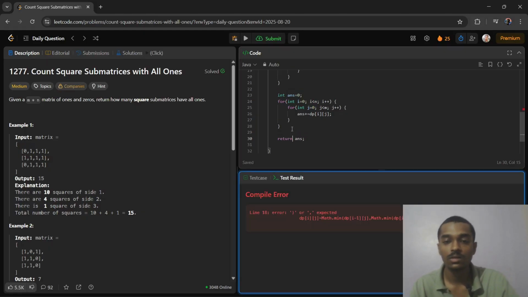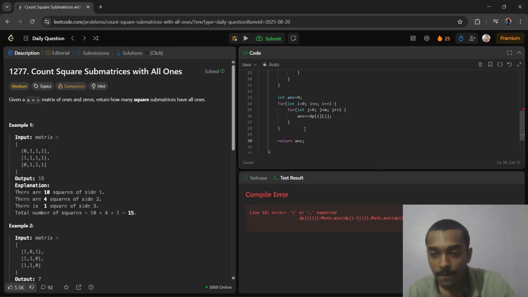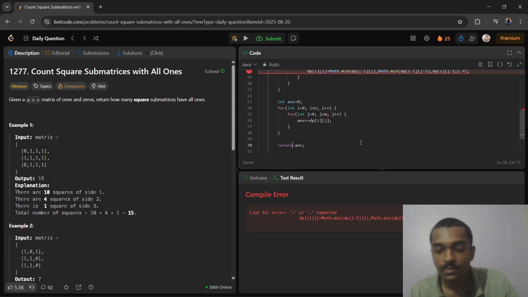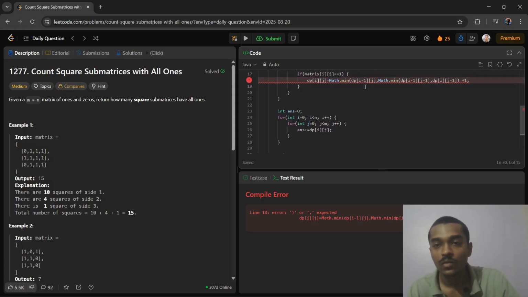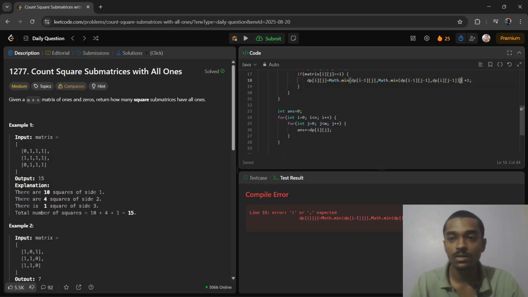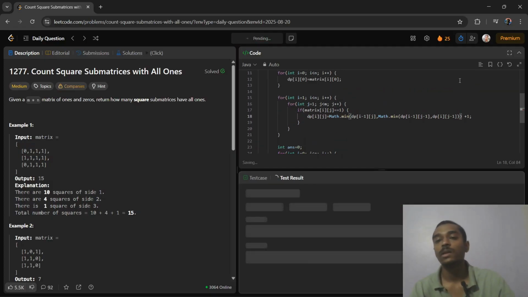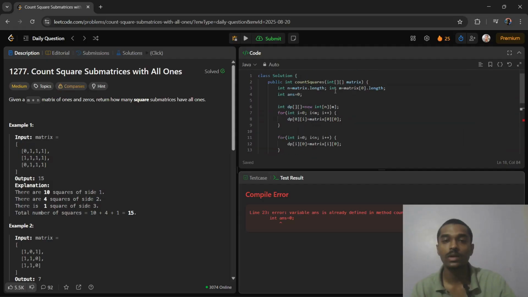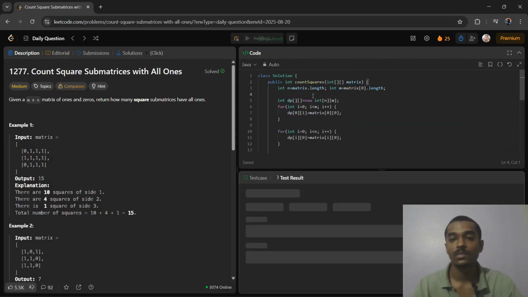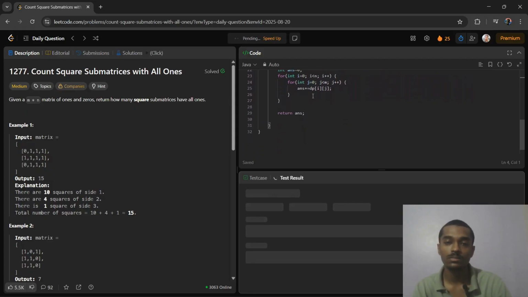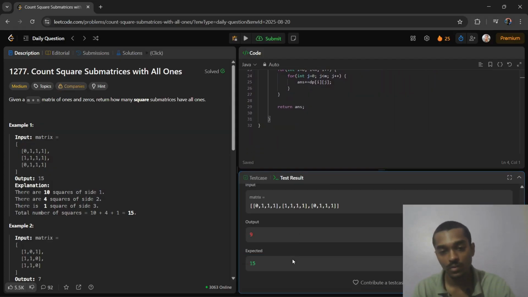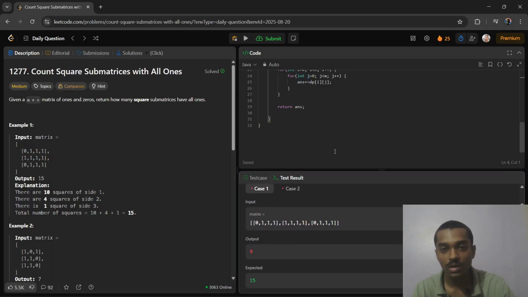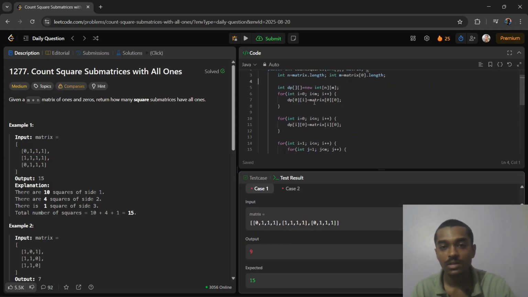Return. So let's see, dp of i and Math dot min of dp of i comma j. We just made a mistake with the curly braces and circular braces. Let's see if this is going to submit or not. Oh wow, the answer was wrong. Why is this doing this?